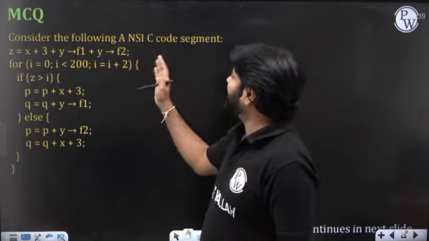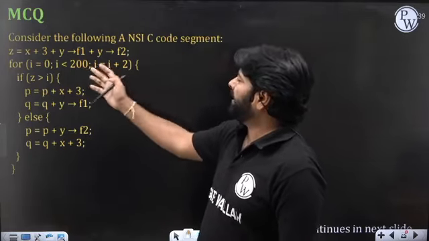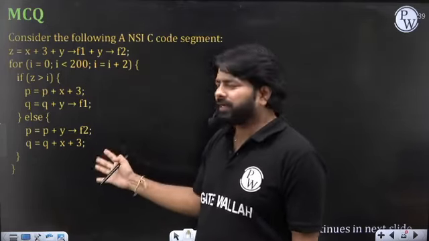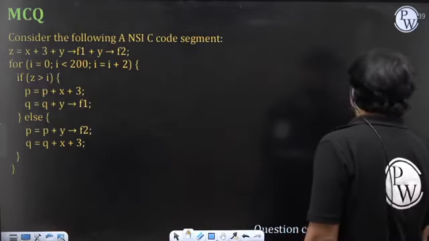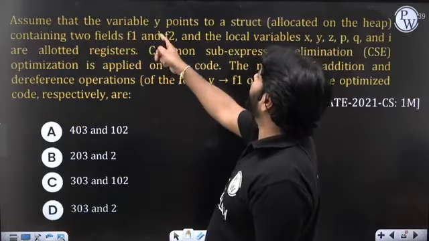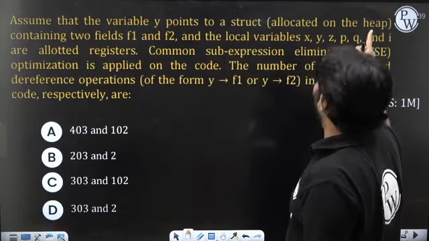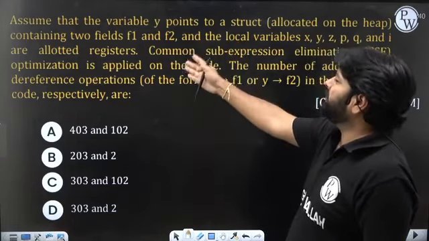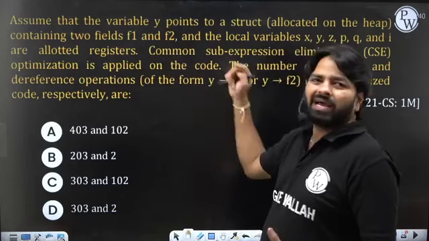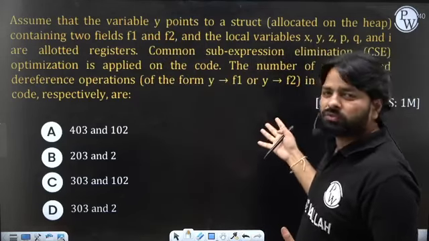Consider the following ANSI C code. We have some C code here. Let's see the data first. Assume that the variable y points to a struct containing two fields f1 and f2, like y arrow f1 or y arrow f2, as you know, y points to a struct.